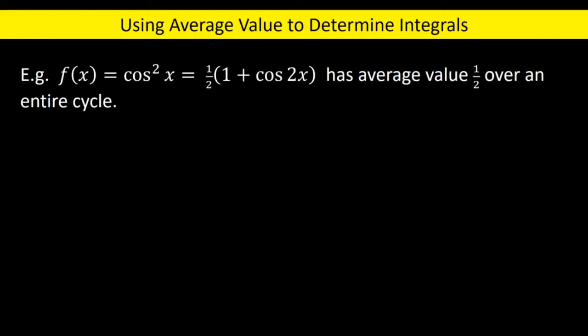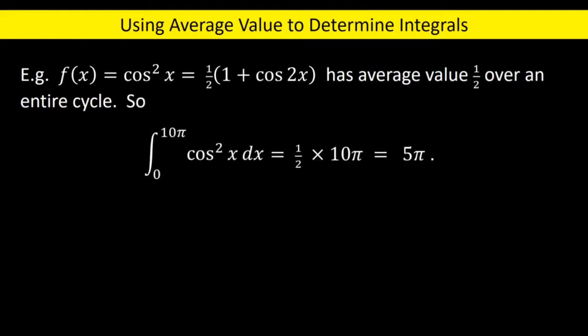Now the cosine of 2x oscillates with an average value of 0, so the whole function f of x on average is a half. And the average, at least over each cycle. So for example, the integral of cos squared of x from 0 to 10 pi, you can just write down: it's 5 pi. The same as the area of a rectangle of base 10 pi and height a half.